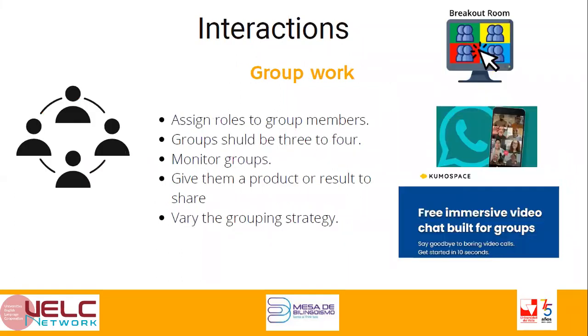Group work. So here we have groups of 3 to 4 people. Usually for group work, it's very important that you give them a clear goal or a clear result that you expect the group to have, but also that you assign roles to group members, okay?